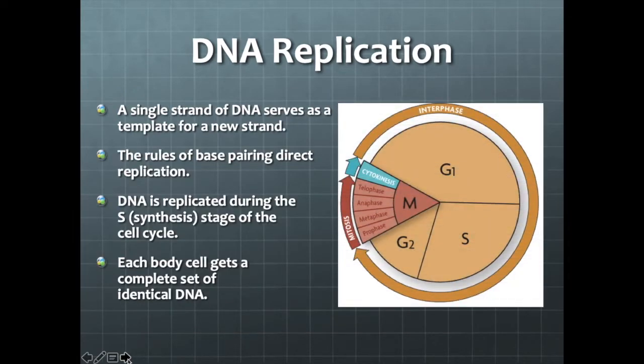If you said that DNA was copied in the S stage, or the synthesis stage, you would be correct. Now, the single strand of DNA serves as a template for the new strand, as you saw in the video. Also, the rules of base pairing direct replication. So if I have an A, I'm going to pair it with a T. If I have a G, it's going to be paired with a C, and so on and so forth. And each body cell gets a complete set of identical DNA.